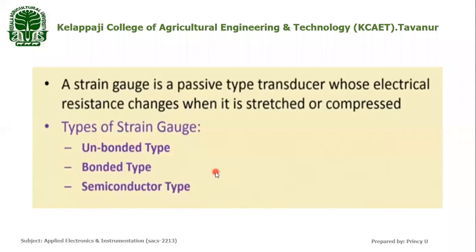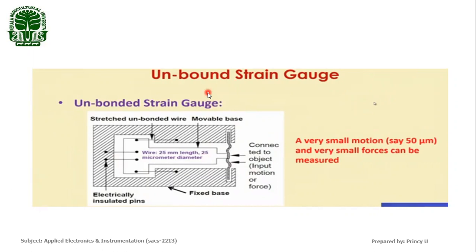Then a strain gauge is a passive transducer whose electrical resistance changes when it is stretched or compressed. Based on this principle, the strain gauge works when a stress or strain is applied on a conducting material, and its resistance changes. Resistance strain gauges are of three types: unbonded strain gauge, bonded strain gauge, and semiconductor strain gauge. First, I'm going to explain the unbonded strain gauge.